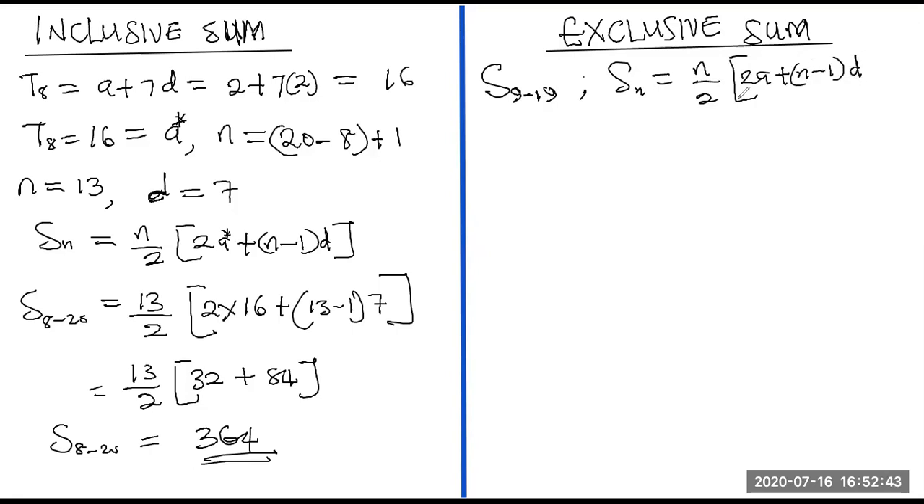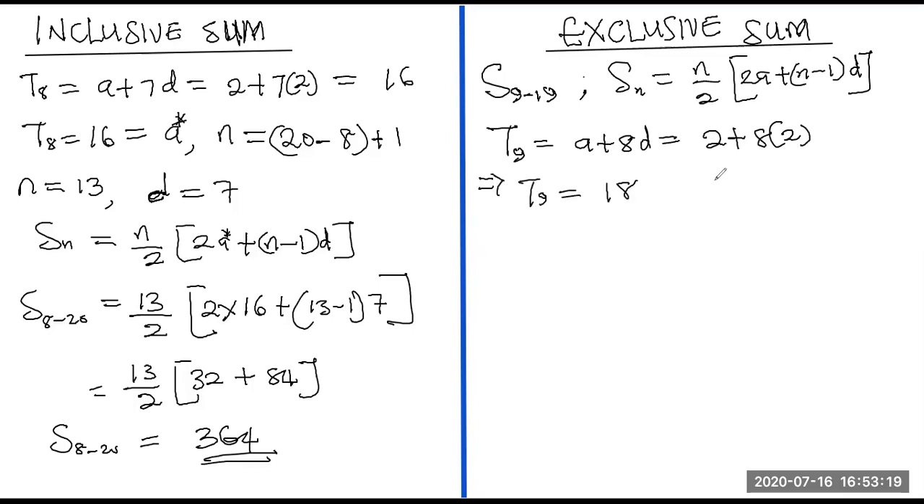Since we want to add from the 9th term to the 19th term, we now have to find the pseudo first term, say t9, because I'm taking from the 9th term. Which is actually a plus 8d, equals the original first term a plus 8 multiplied by the common difference. What was our common difference? Our common difference was 2. Then we have 18. So T9 equals 18, and this is the pseudo first term for adding from the 9th to the 19th term.